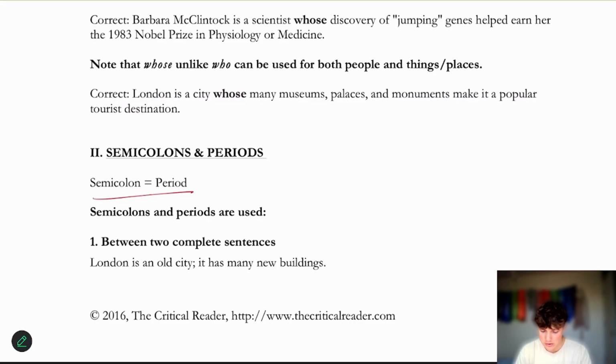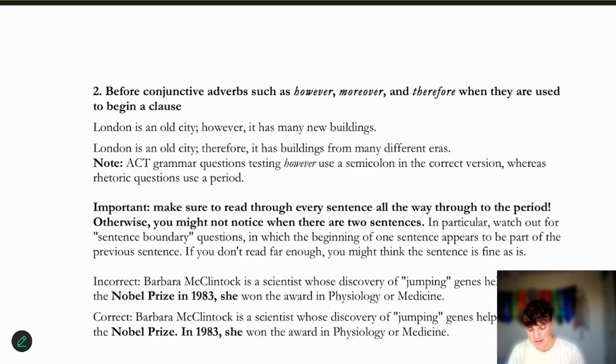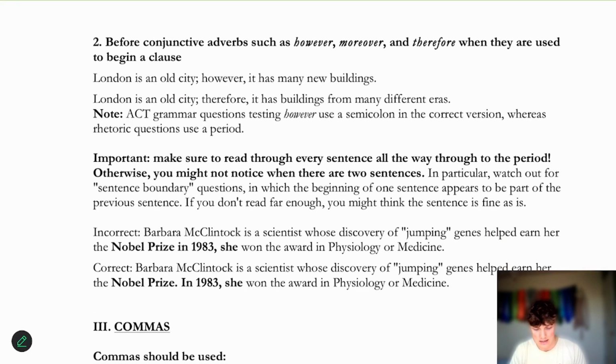But semicolons and periods are used between two complete sentences. They function exactly the same. If I put a period here, the sentences would still make sense. London is an old city. It has many new buildings. I can use either a semicolon between those two independent clauses or a period. Either way, as long as the two sides can stand on their own, you can put a semicolon or a period between them.